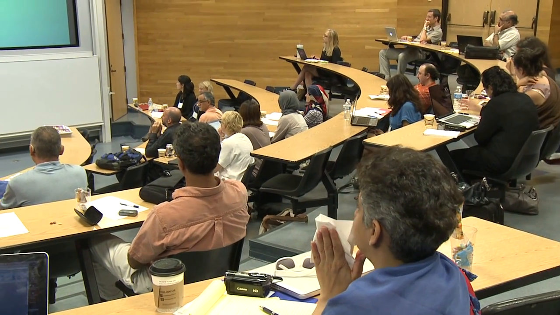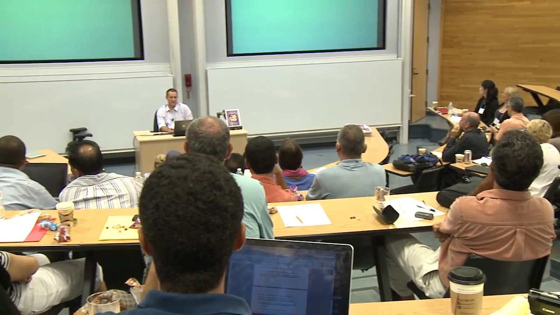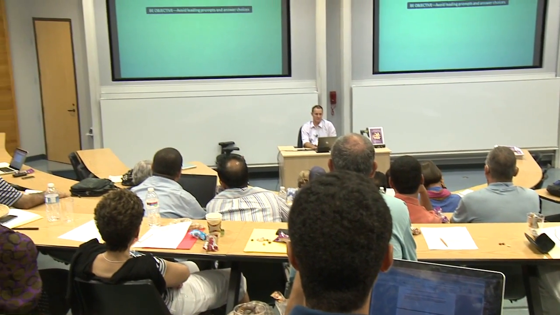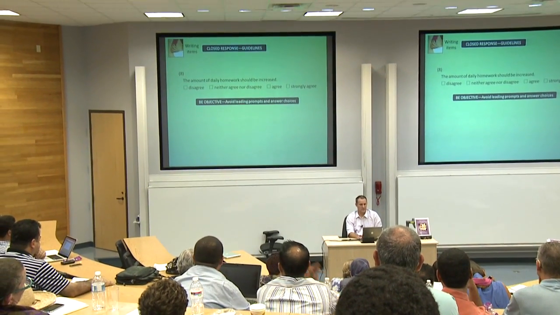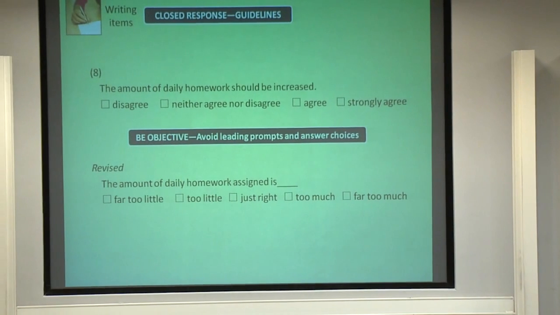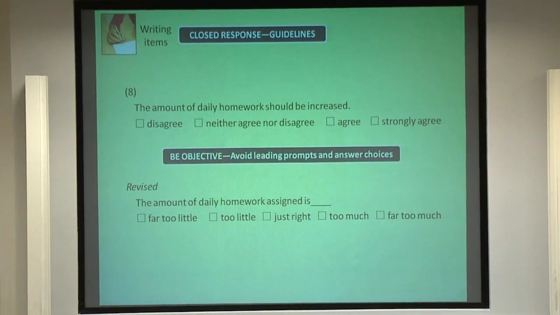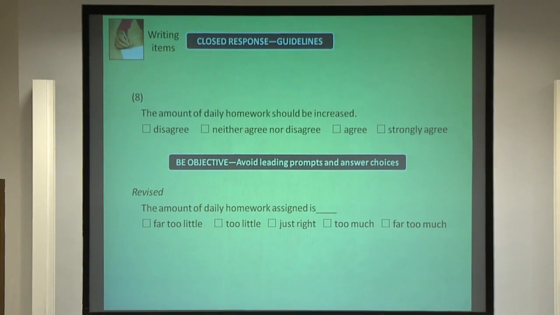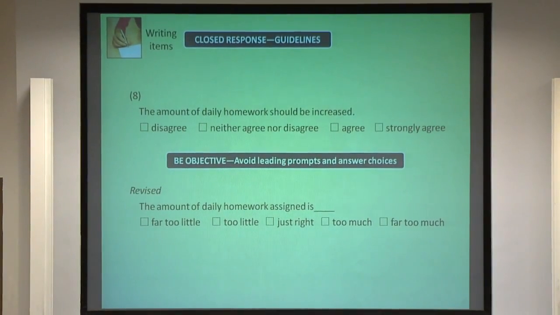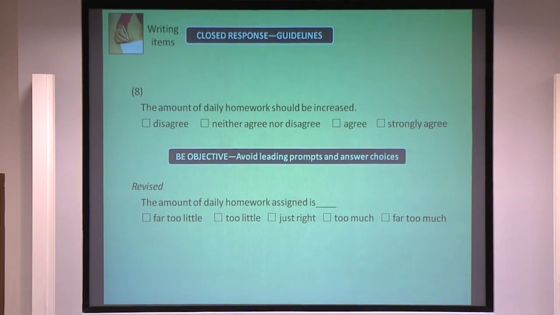Exactly right. So the problem here: avoid leading prompts and answer choices. It leads. A slightly more neutral expression: the amount of daily homework assigned is too much, too little, just right, etc. And as Martha points out, the answer responses are skewed towards agreement. It's two choices and only one for disagreement.